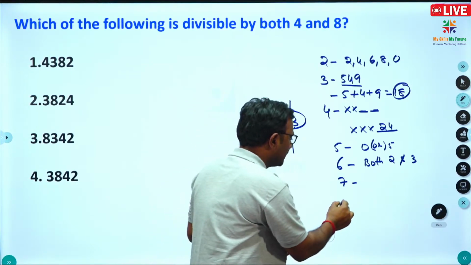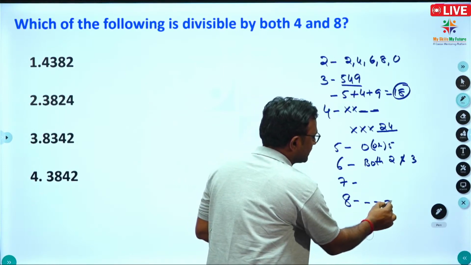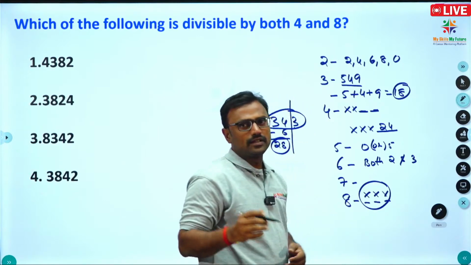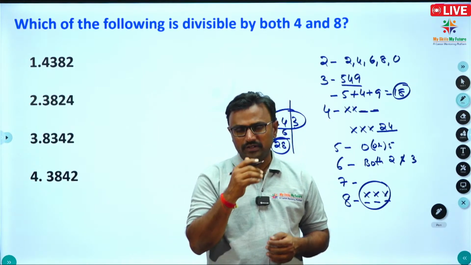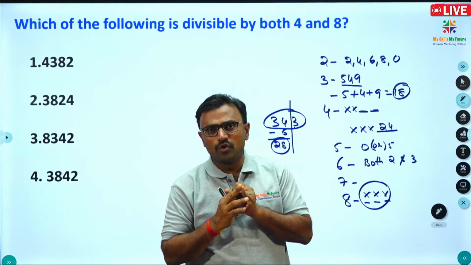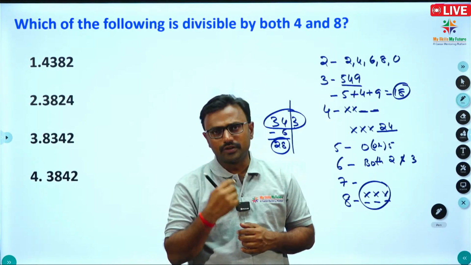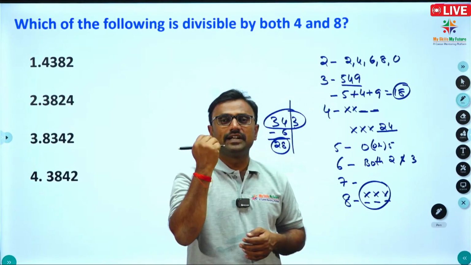So what about 8? If the last 3 digits of a number are a multiple of 8 or zeros. What is the divisibility rule of 4? Last 2 digits are a multiple of 4 or zeros. What about 8? Last 3 digits.